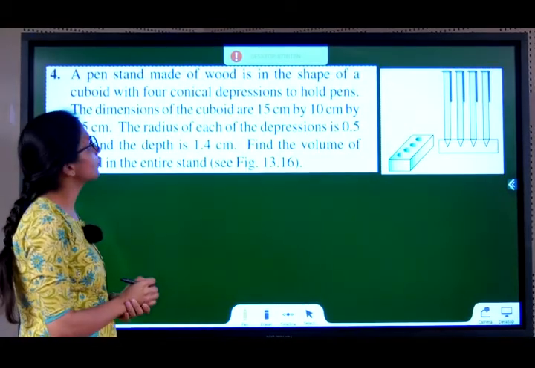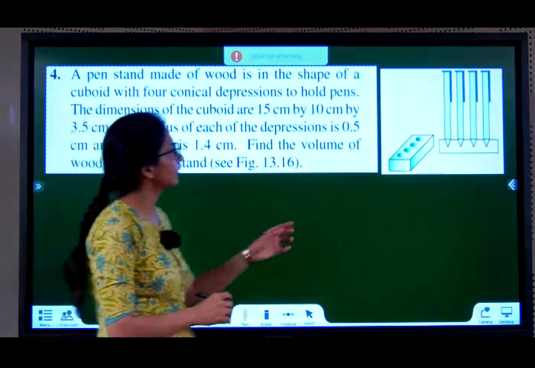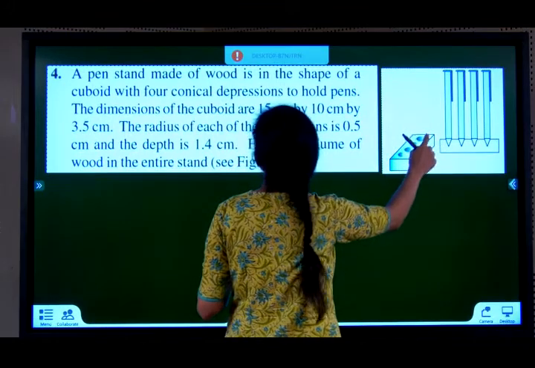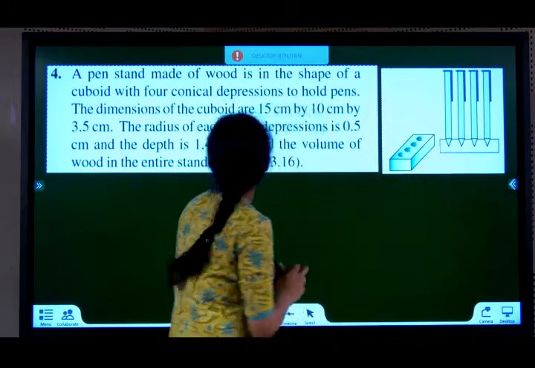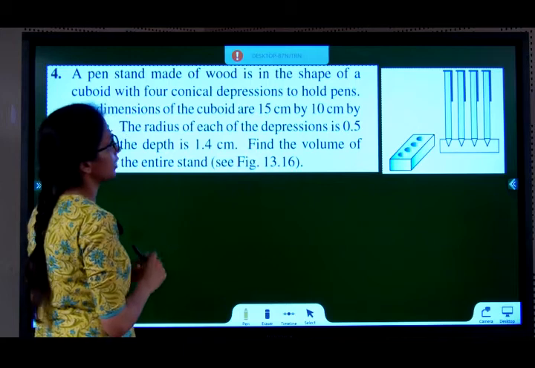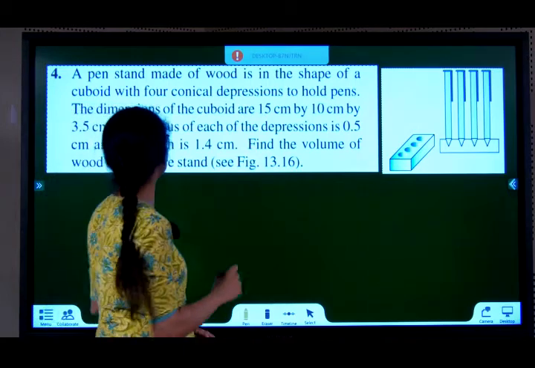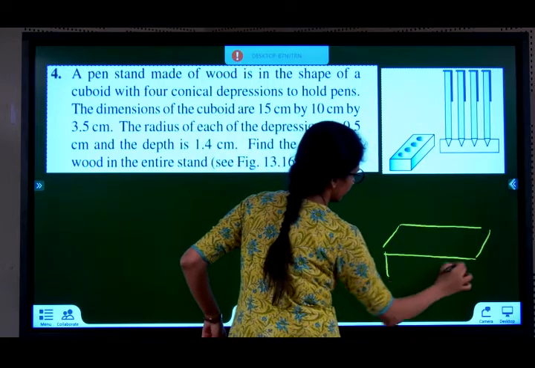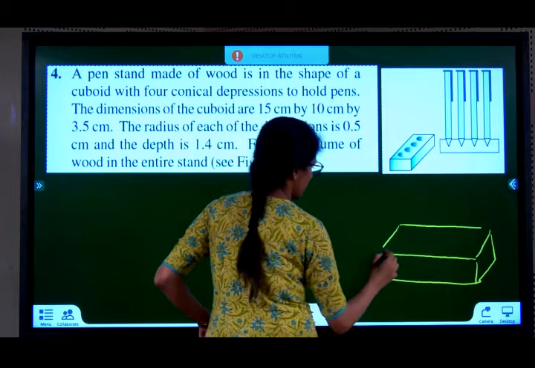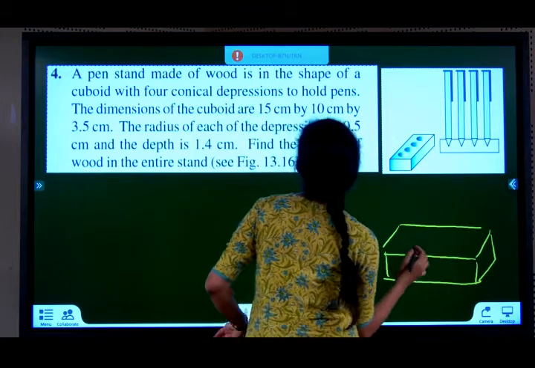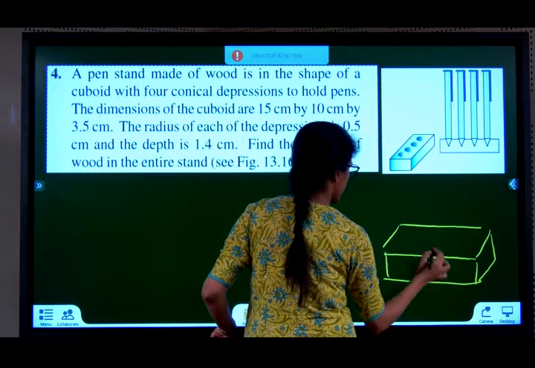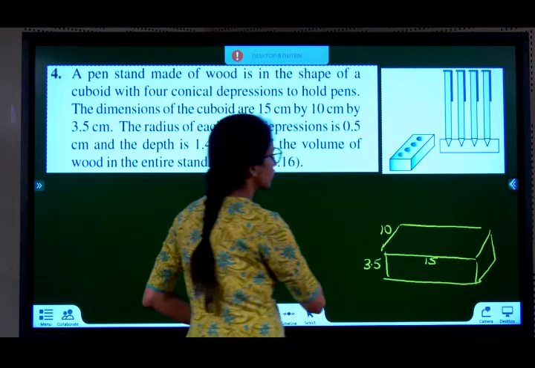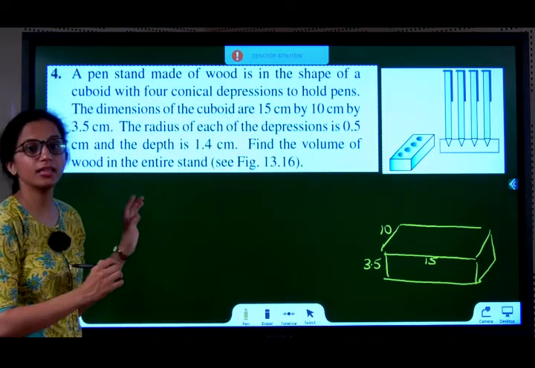Question 4. A pen stand made of wood is in the shape of a cuboid. So you can see the cuboid with 4 conical depressions to hold pens. It's like this. The dimensions of the cuboid are 15 centimeter by 10 centimeter by 3.5 centimeter. Let me draw one such structure. So it is 15 centimeter by 10 centimeter by 3.5. Whenever they give dimensions like this, it means LBH, length, breadth, height.